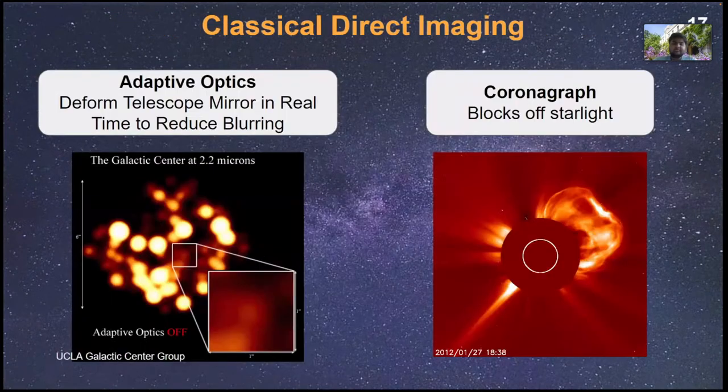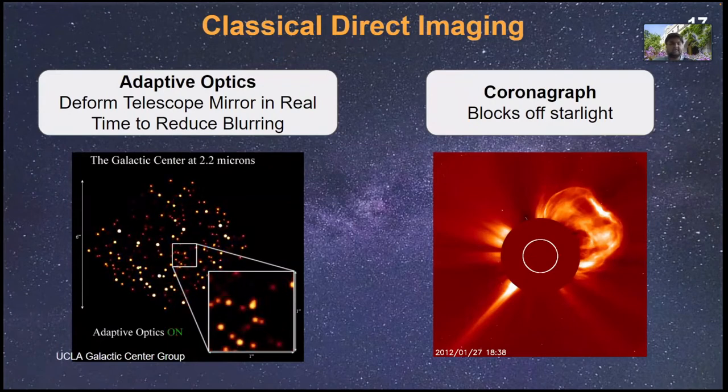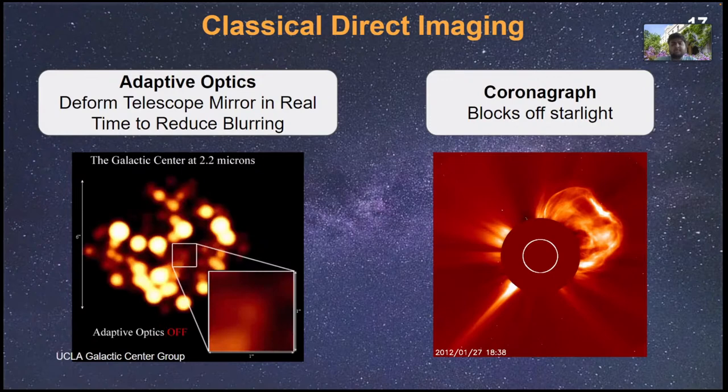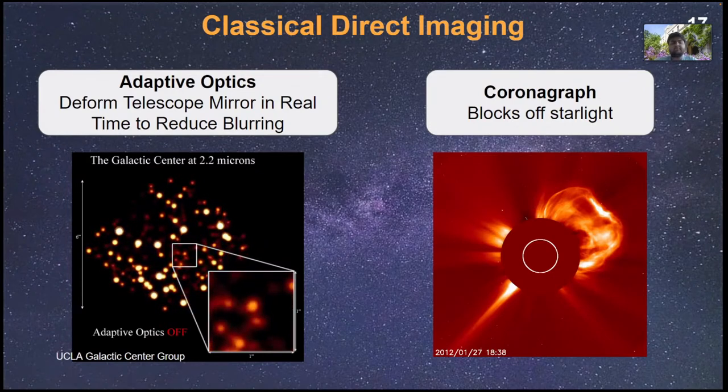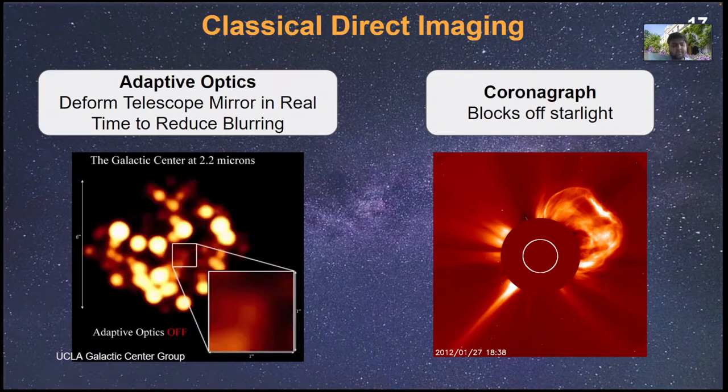So classical direct imaging techniques have been able to do this. The two main techniques that they have used include adaptive optics and coronagraphy. Adaptive optics tries to deform telescope mirrors in real time to reduce blurring, as seen in this GIF.